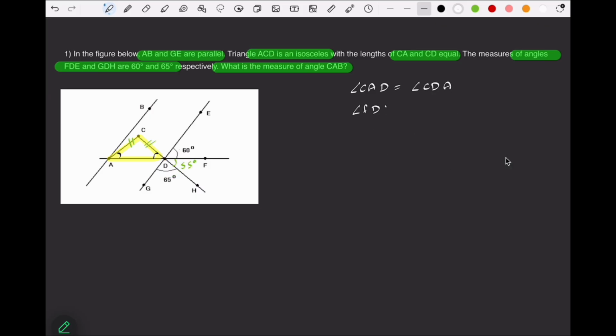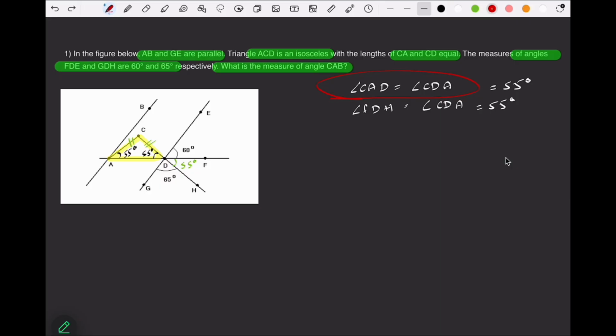Angle FDH is equal to angle CDA. It is because they are vertically opposite angles. They are equal to 55 degrees. From the isosceles triangle property, we wrote angle CAD is equal to angle CDA, right? Just now we found angle CDA is equal to 55 degrees. So angle CAD is also equal to 55 degrees.